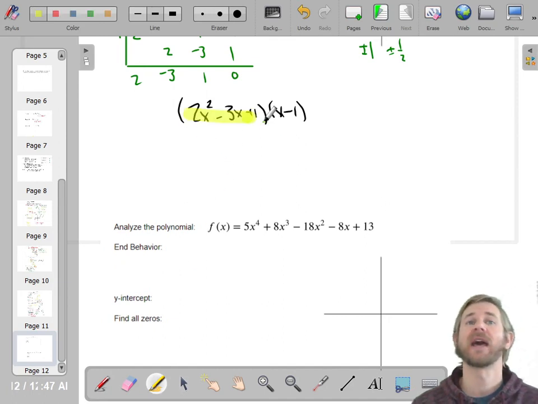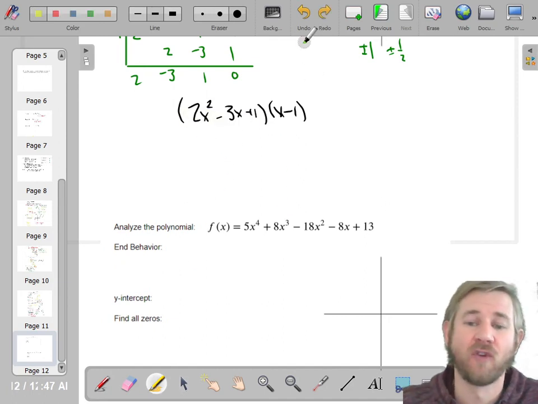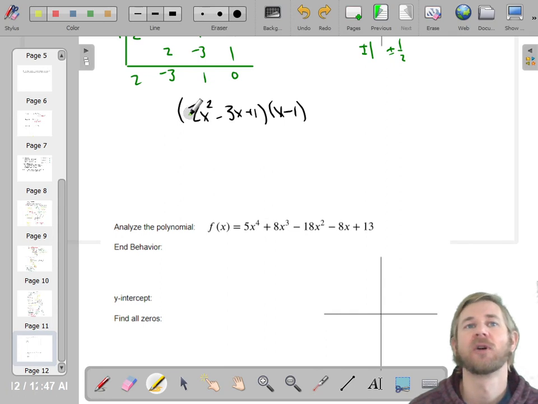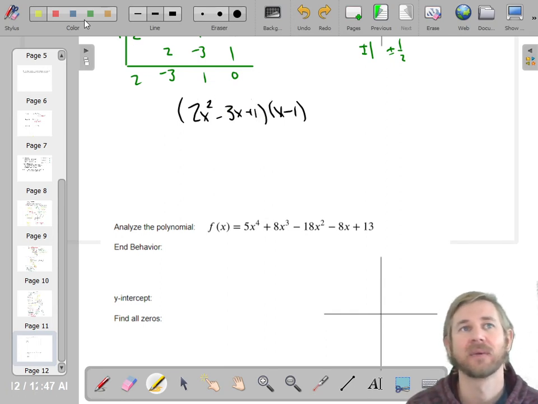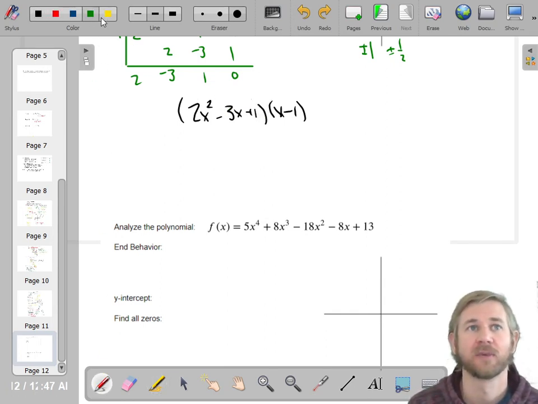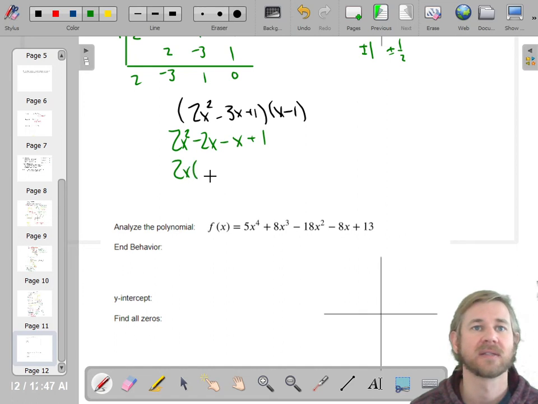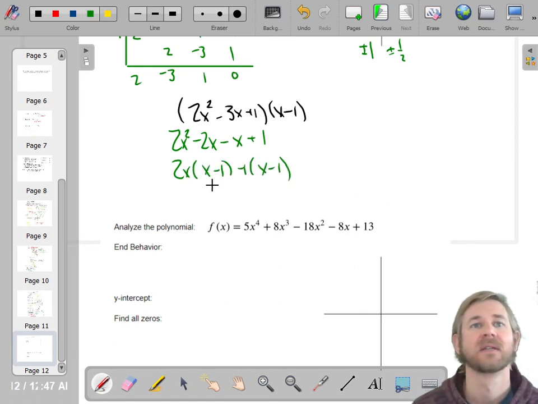So once you get to the quadratic, you're like, oh, do I have to do quadratic formula again? Maybe. Does anything multiply to 2 and add to negative 3? Yeah, I can split the middle. 2x squared minus 2x minus 1x. If I split the middle, 2x times x minus 1, minus 1 times x minus 1. I get 2x minus 1 and x minus 1.